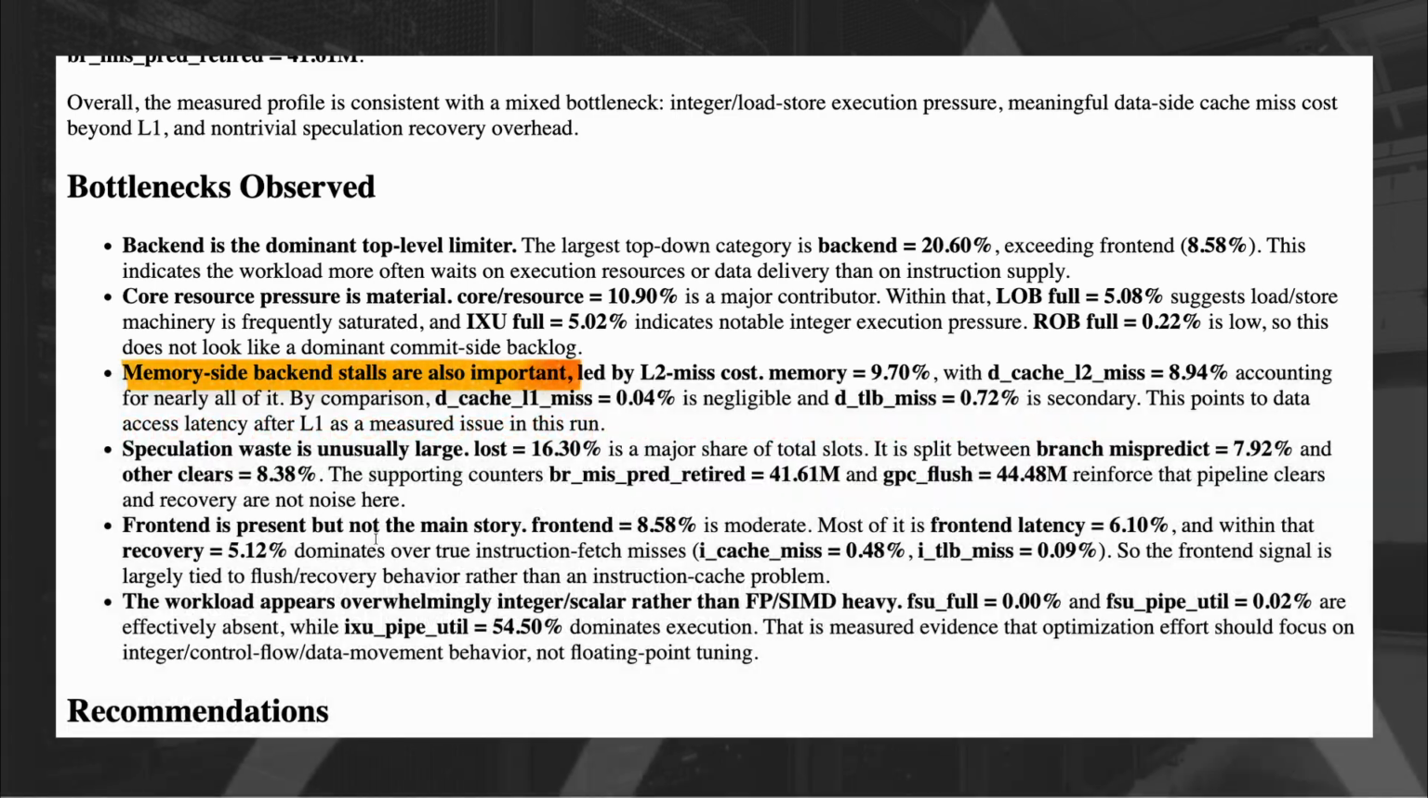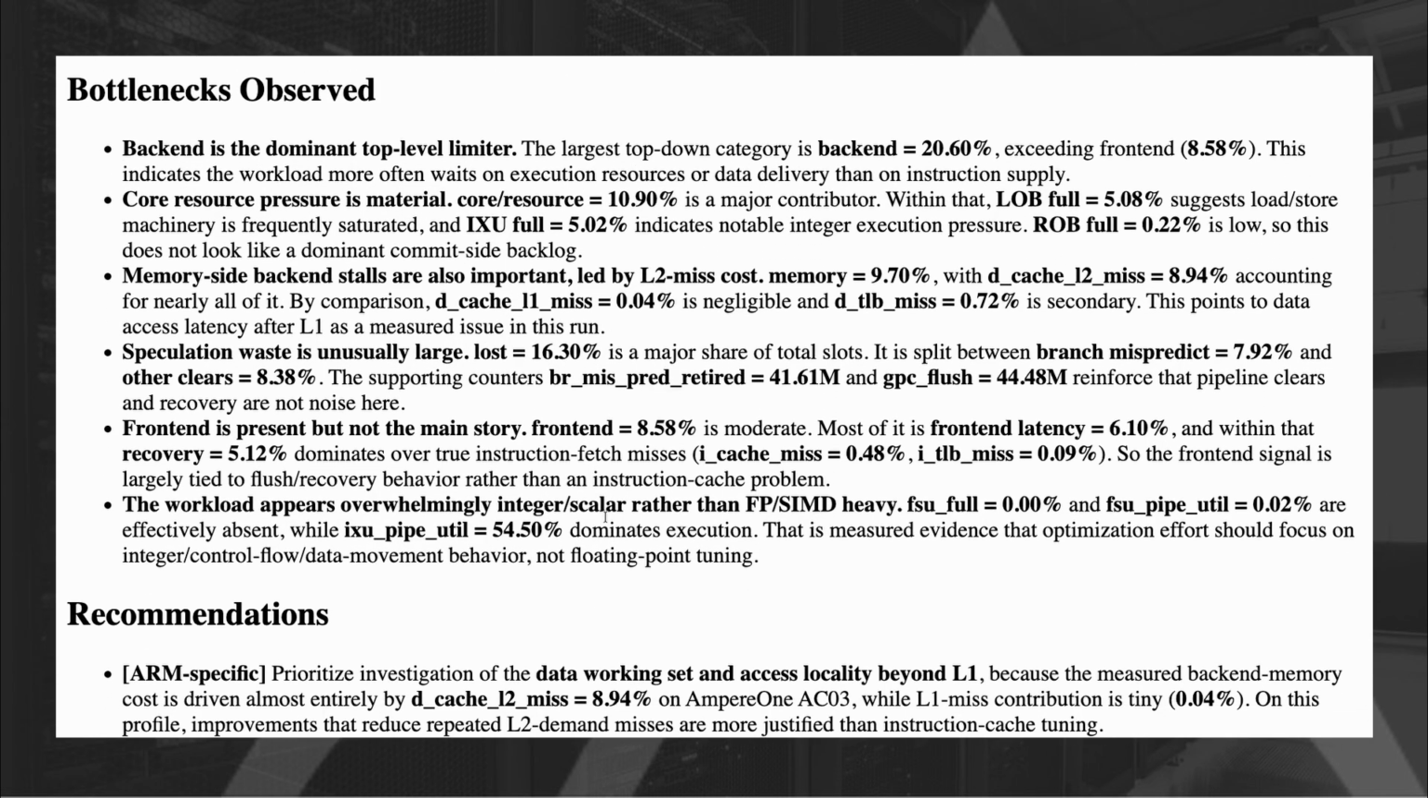There are memory side backend stalls led by L2 misses, so we should be looking at data cache L2. And there's also speculation waste, which is why lost is around 16%. That's a major share. For example, there are two classifications: the branch mispredicts and the other clears. So there's definitely speculation wastage that we should be avoiding, and the workload appears overwhelmingly integer rather than floating point heavy.